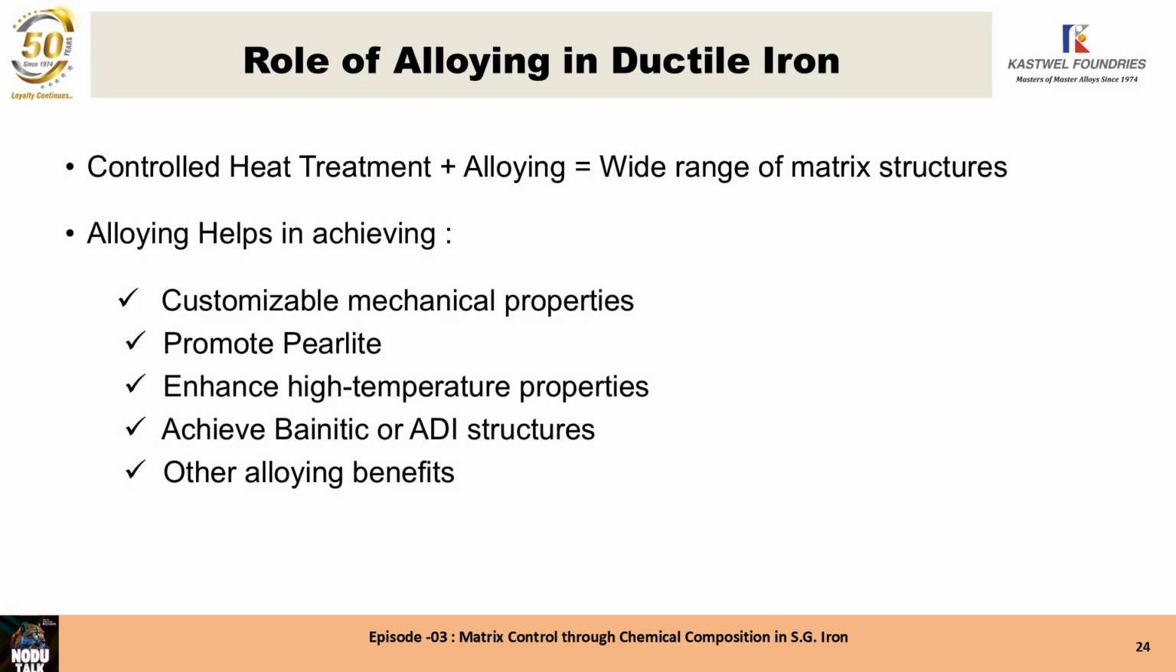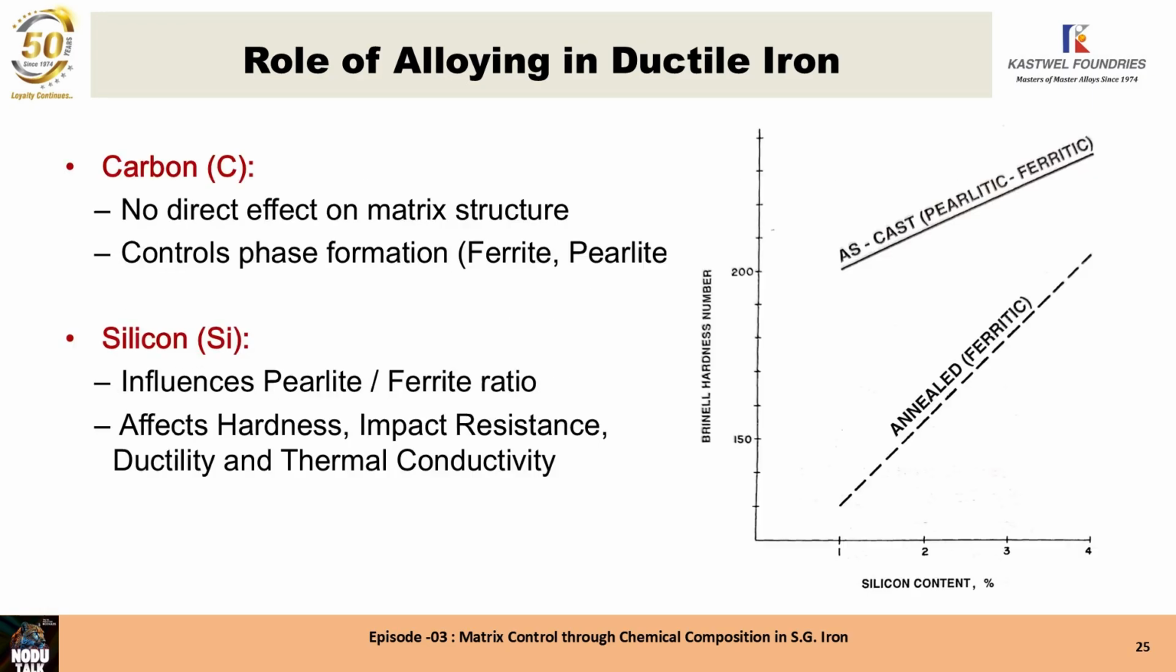Controlled heat treatment and alloying give a wide range of matrix structures. Alloying helps in achieving customizable mechanical properties. Alloying helps to promote pearlite. It enhances high temperature properties. It helps to achieve bainitic or ADI structures and other alloying benefits. Let's look at the role of the various elements.